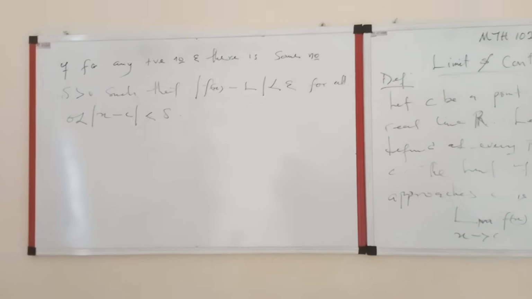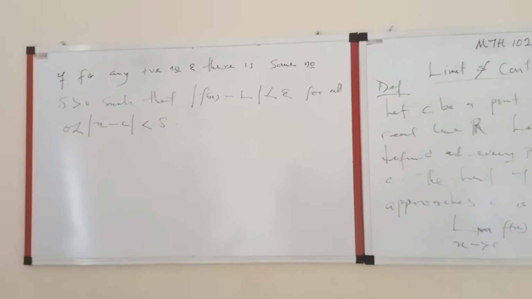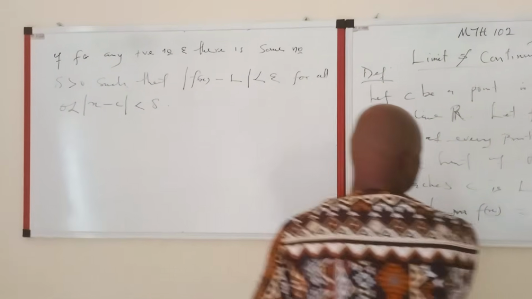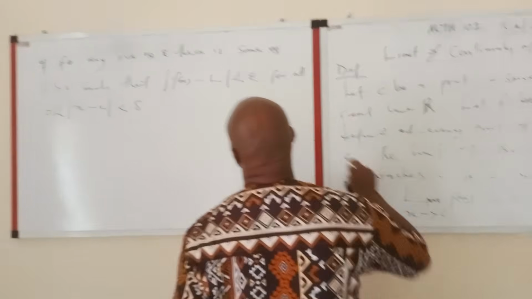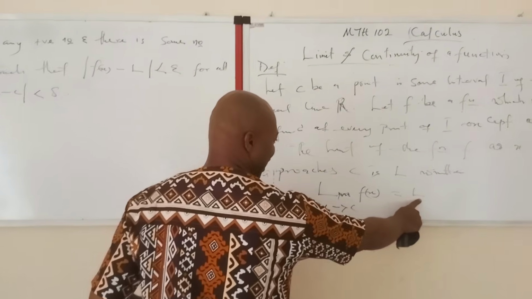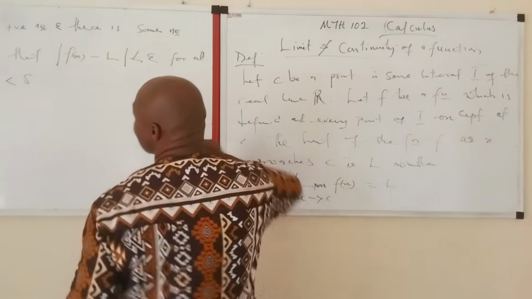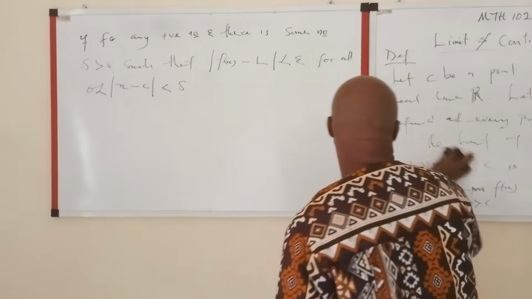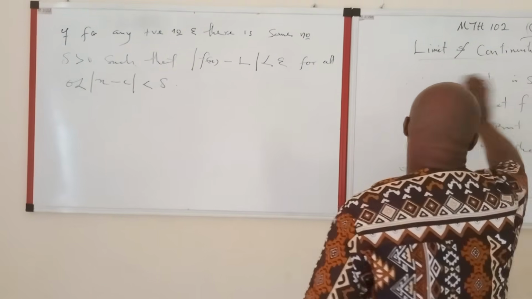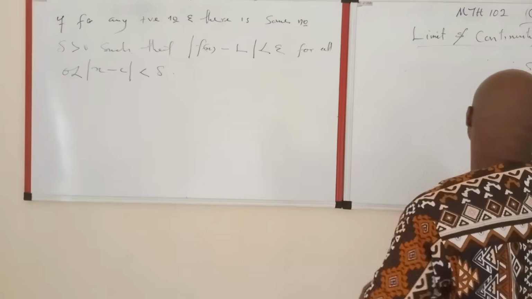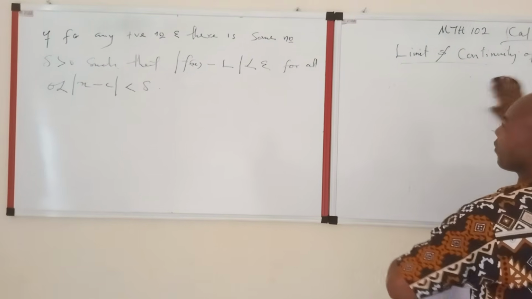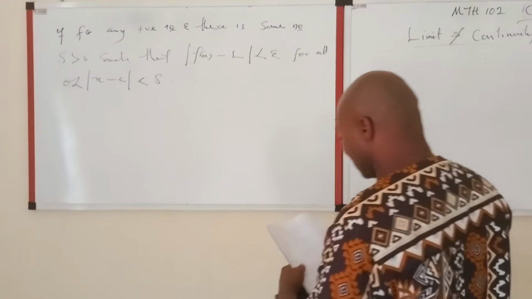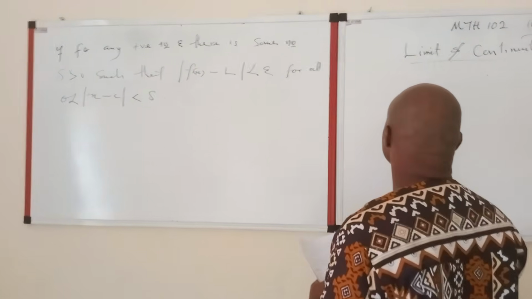Now, let's consider some critical examples to demonstrate this definition that we have given. Remember this part that we have. We are saying that the limit of a function f of x equals L as x tends to c, if for any positive number epsilon, there is some number, say delta, such that the absolute value of f of x minus L is less than epsilon for all 0 less than the absolute value of x minus c less than delta.